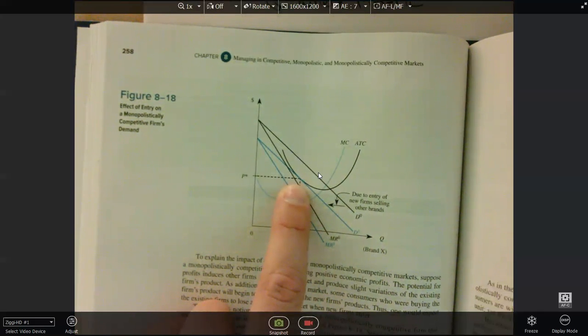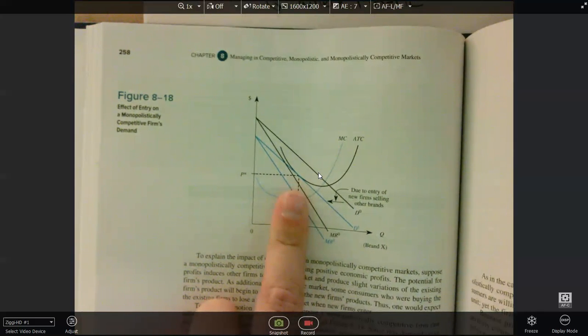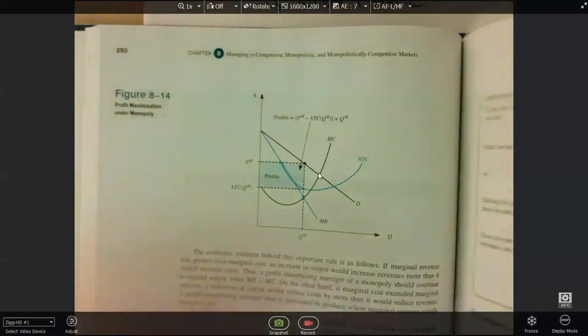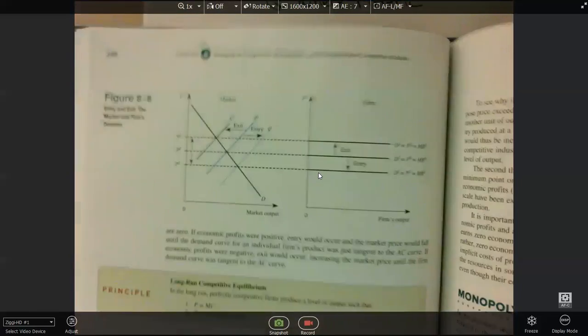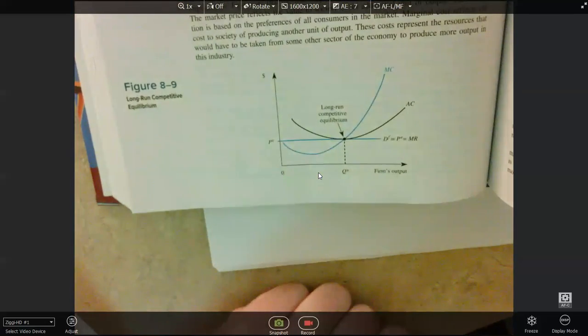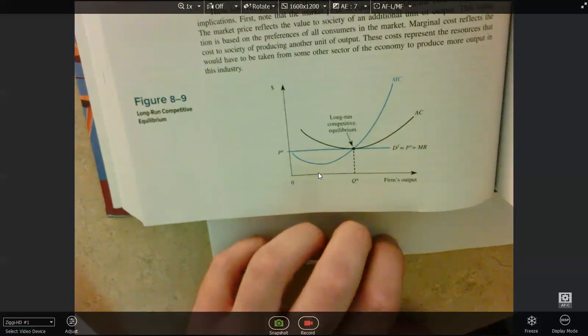So there's a trend here happening, right? The long run equilibrium is when the demand curve is tangent to average total cost. And it just so happens that in the perfectly competitive world, the demand curve is exactly the same as the marginal revenue curve. This is a long run competitive equilibrium, right? Figure 8.9 on page 2. Questions on that?